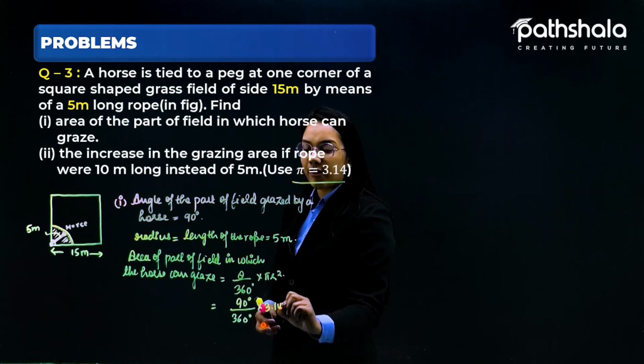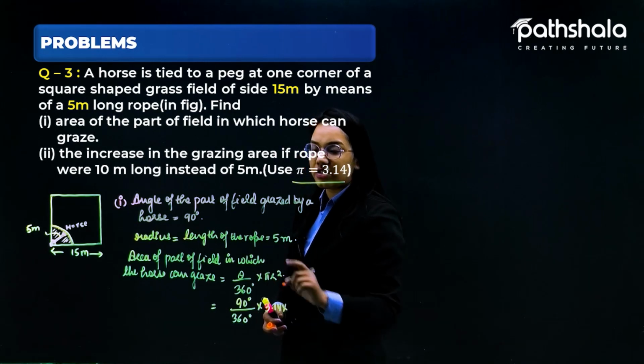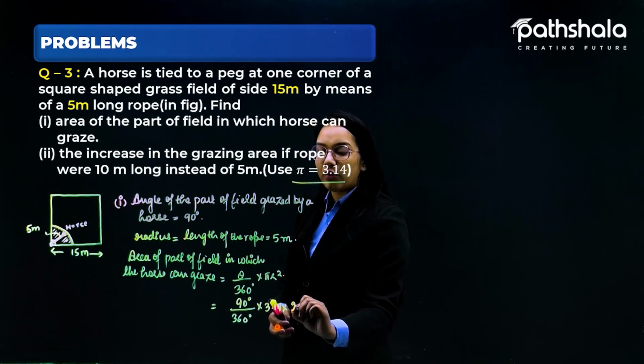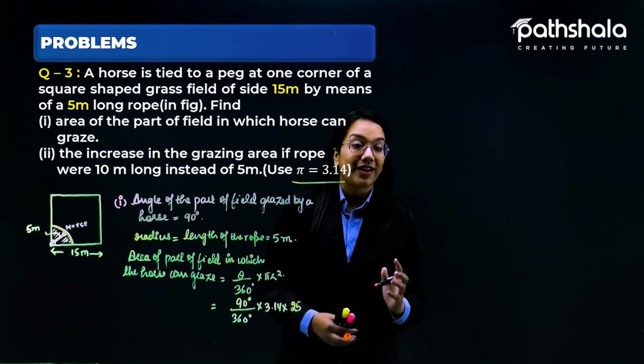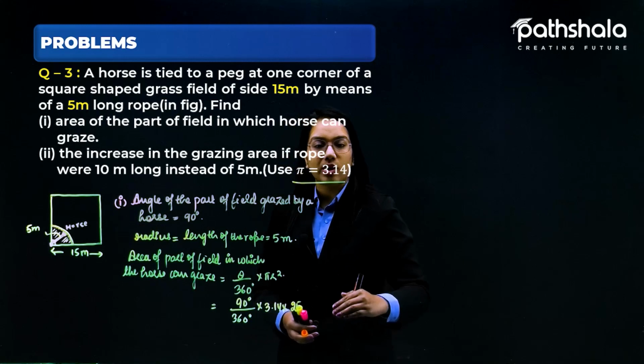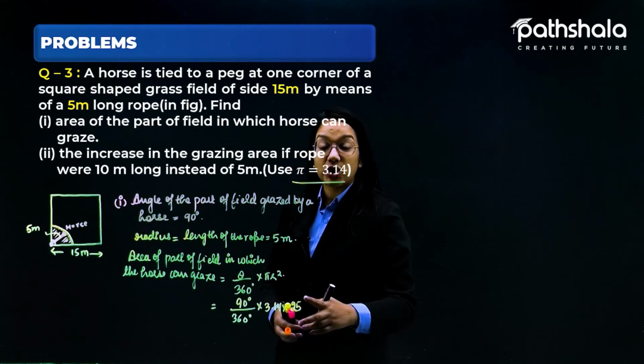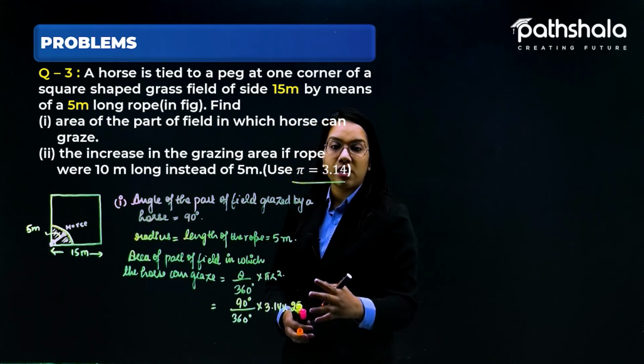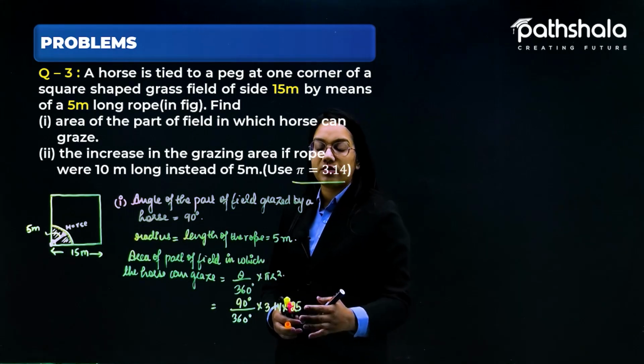So this is 3.14 into the radius. What is the radius? The radius is 5. So this is 5 into 5, which is 25. I'm writing 25 straightaway. You can take 5 whole squared and then take the second step as 25, but I'm taking a single step over here in which I take the square of 5. So 5 squared is 25.